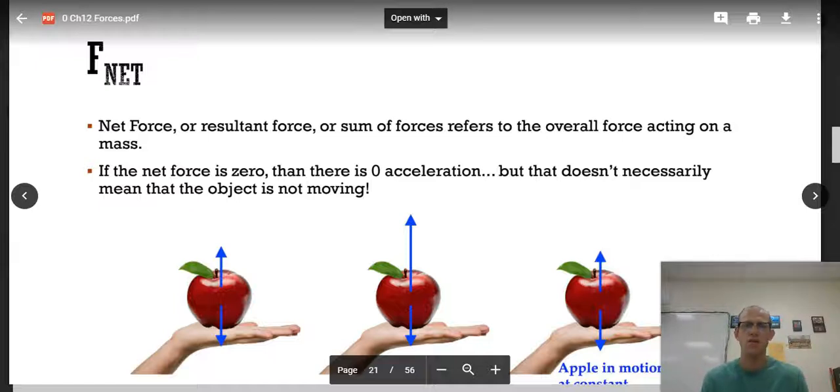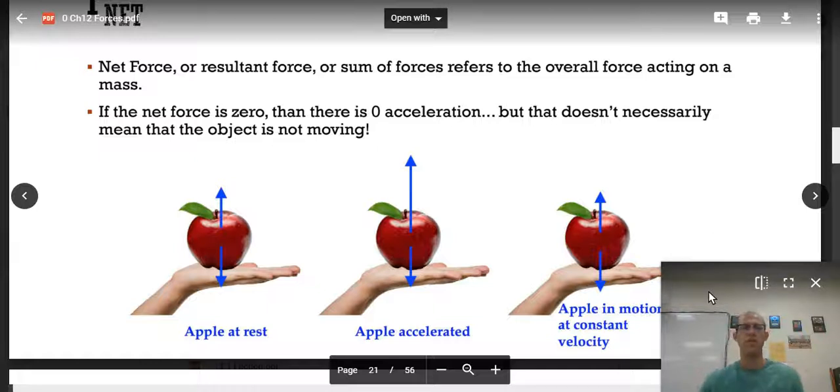This slide is talking about the net force, which we've talked about already. But remember, the net force, or sometimes called the resultant force, is the sum of every single force acting on a mass. So if the net force is zero, then there is zero acceleration present. But that doesn't mean that the object isn't moving. So we really want to hit that point home.